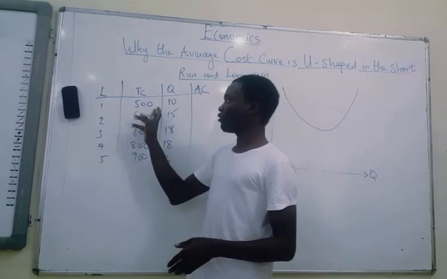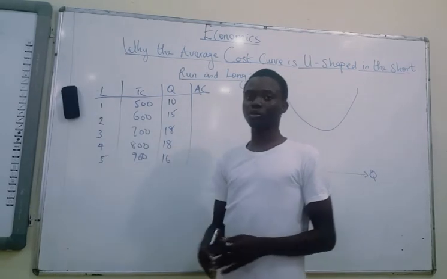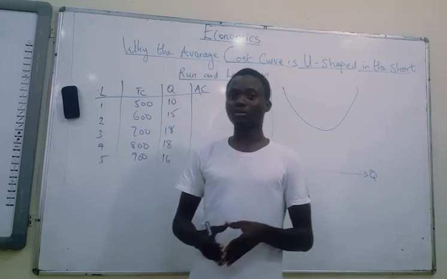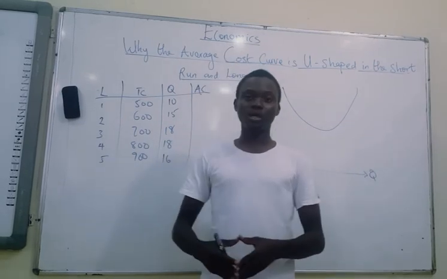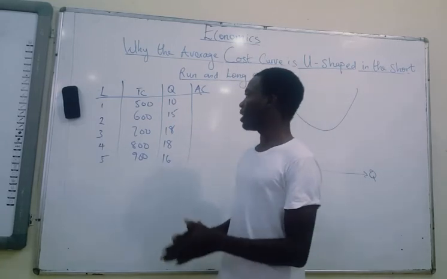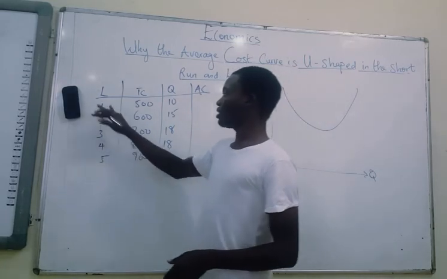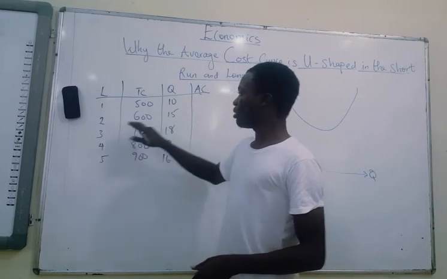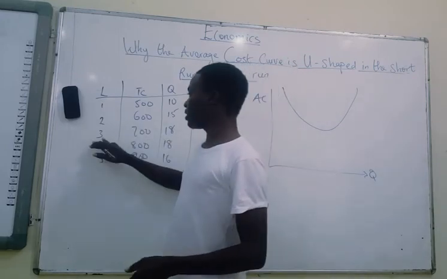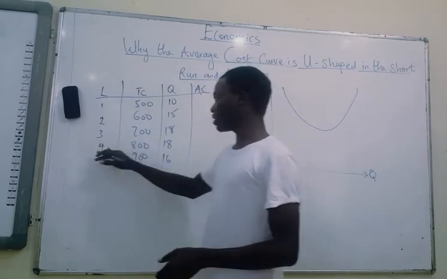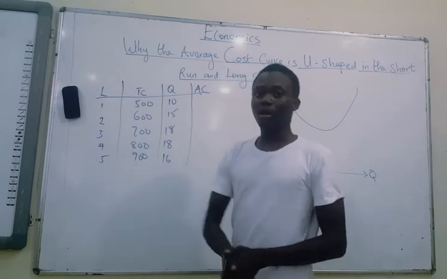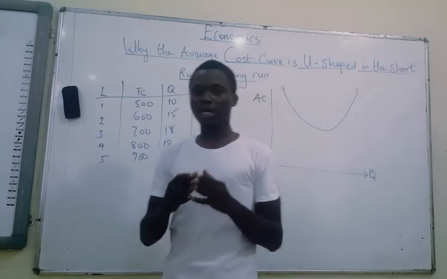It's 500 when 1 laborer was used. For the sake of easy understanding, I've decided to make the wage that a laborer receives 100 naira. So when the laborers became 2, we have 600 total, that is plus 100, just making it easier for us to understand. When the laborers became 3, 700, when 4, 800, and when 5, we have 900. So what do we notice?